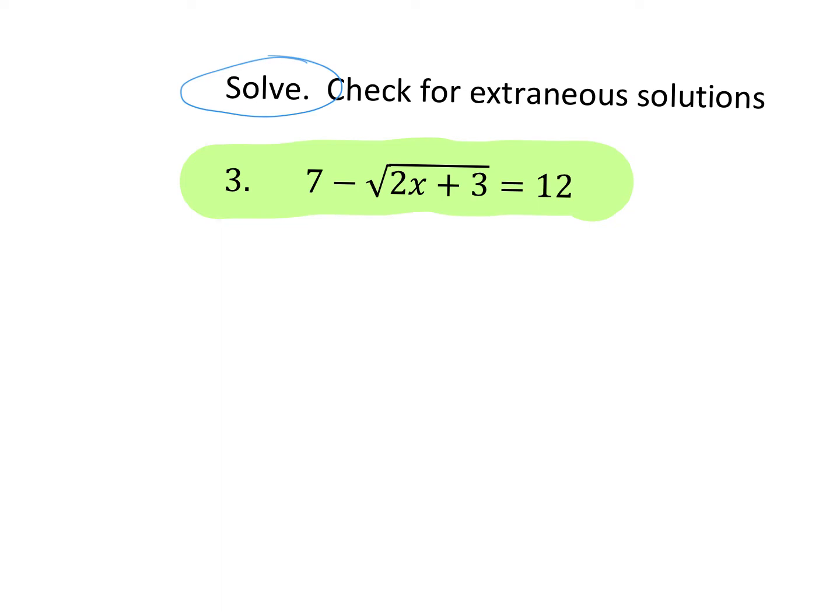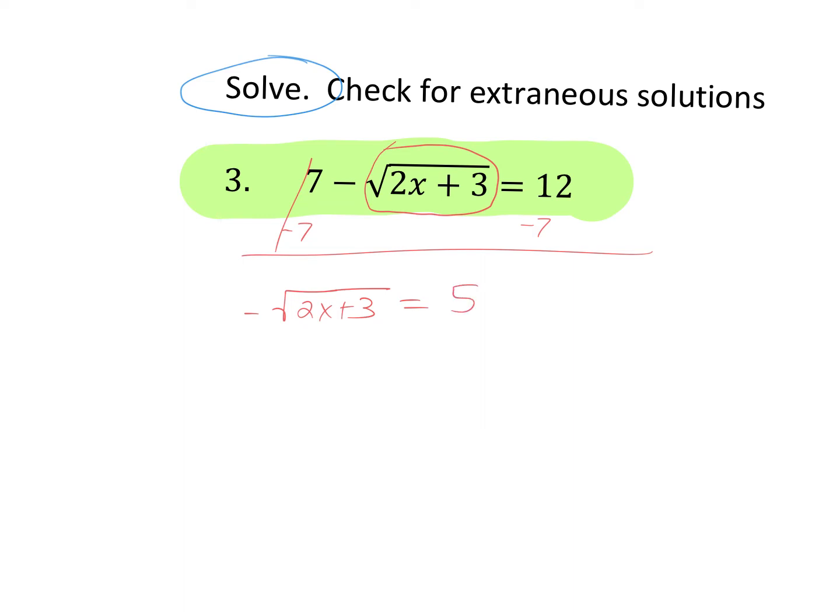So when you have a radical, these are our radical equations. I told you guys, isolate the radical, circle it. There's two things that you have to get rid of before you can get rid of that whole radical. There's a positive 7, and you're multiplying by a -1. So the first thing we're going to do is subtract 7 from both sides. And we have negative square root of 2x plus 3 equals 12 minus 7 is 5.